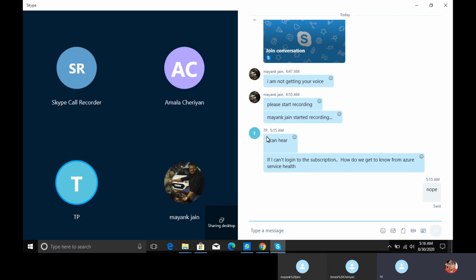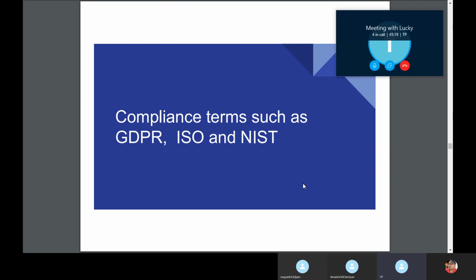So as Mayank was asking, can we get an email from the Azure Service Health dashboard? Yes, we get an email also. First of all, we will get the email. From the email itself, by looking into the log, you will understand whether the issue is from the Microsoft side or from your resource side.